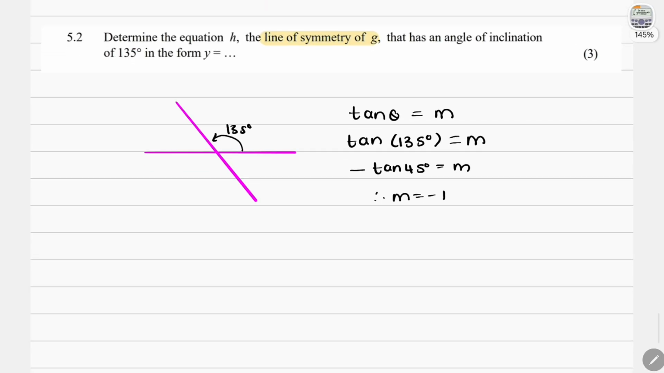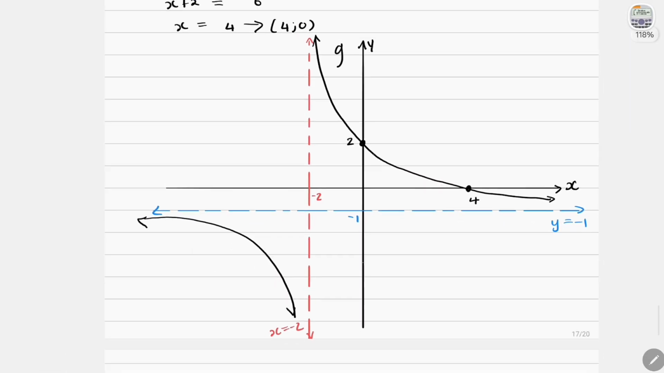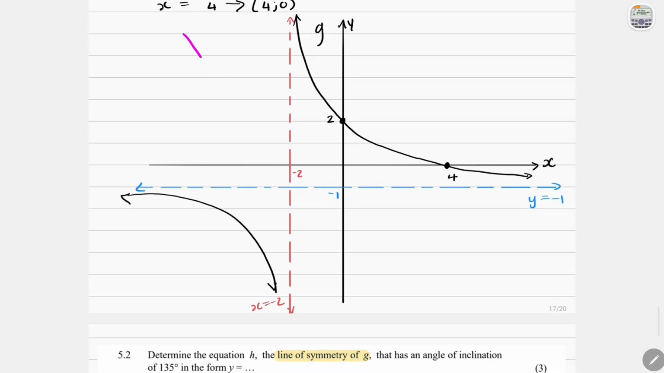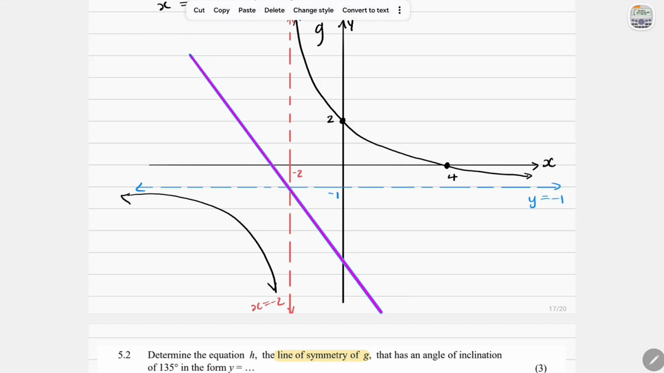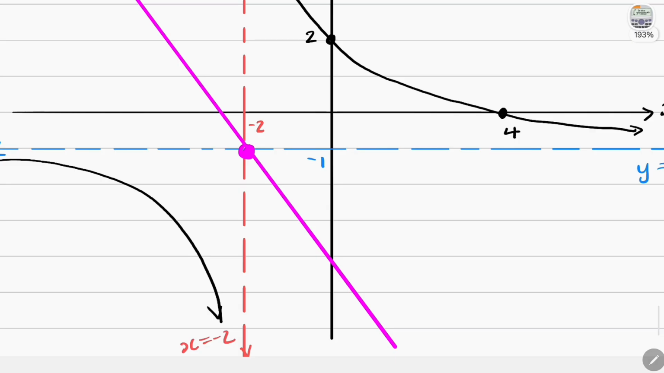And so they want us to determine the equation of this line. It has a gradient of -1. And what else do you know about this line of symmetry? This line of symmetry would also cut a particular point, and we just spoke about that. That is the intersection between your horizontal and vertical asymptote. So its gradient is -1, and it passes through this point, which is (-2; -1). That's the x and that's the y value.